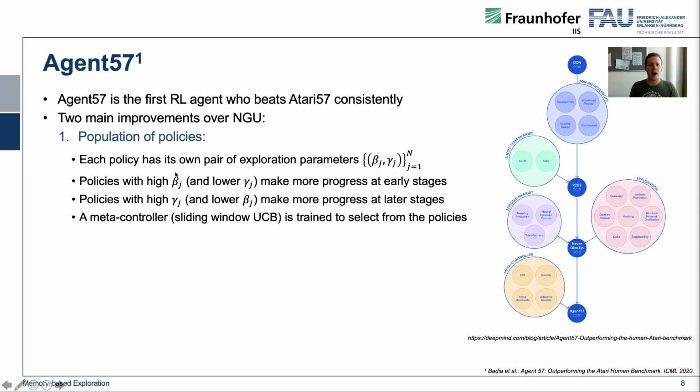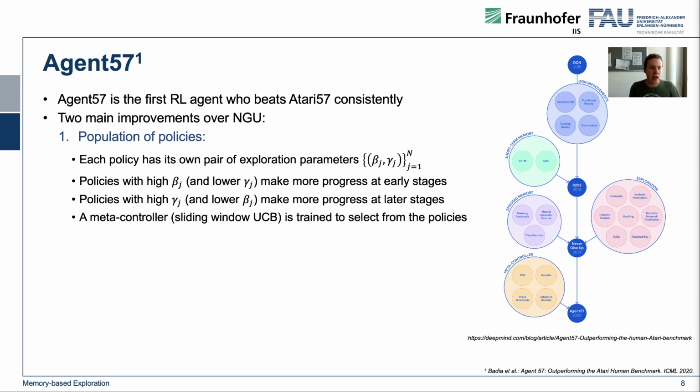The policies with a high beta value and in turn a lower gamma value should make more progress at early stages, so they should be more explorative in the beginning. Policies with a high gamma and hence a lower beta are there to make more progress at later stages, really exploiting the knowledge from the environment and running greedy updates to improve the value function. They also put on top a meta controller, implemented as a sliding window upper confidence bound agent, that is trained to select from the population of policies the actions that we take.